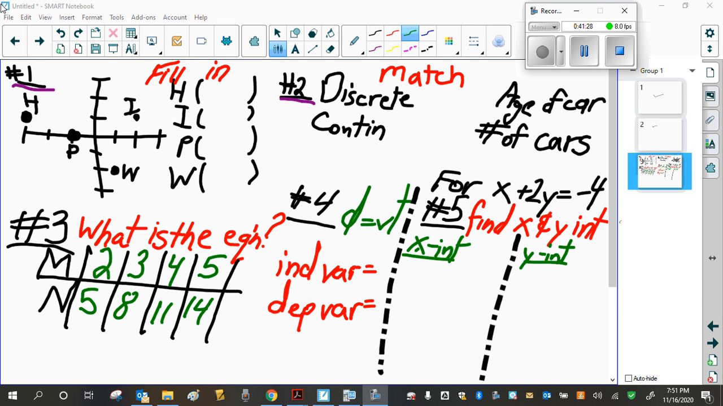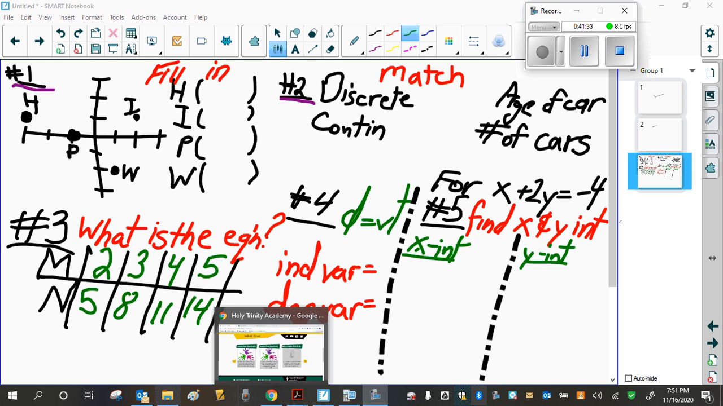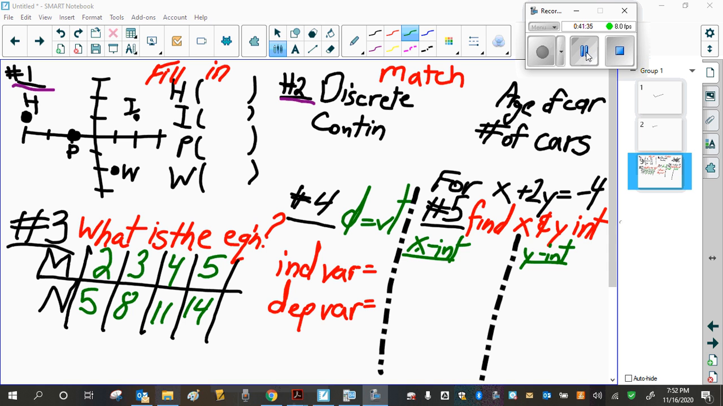And then number 5, find the X and Y intercept. Good luck. I will write it once I find the pen, but remember to change 4 to D equals 12T. You have 5 to 10 minutes to do this. There's the change, number 4. And please pause.